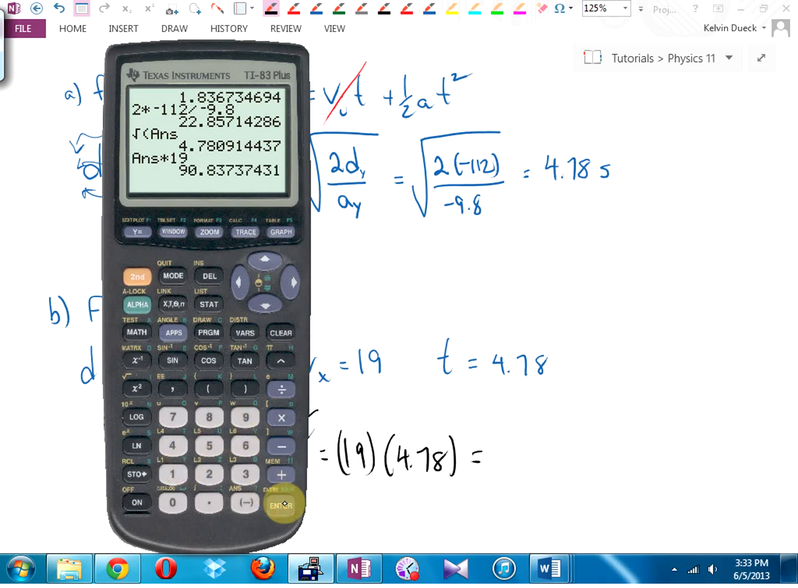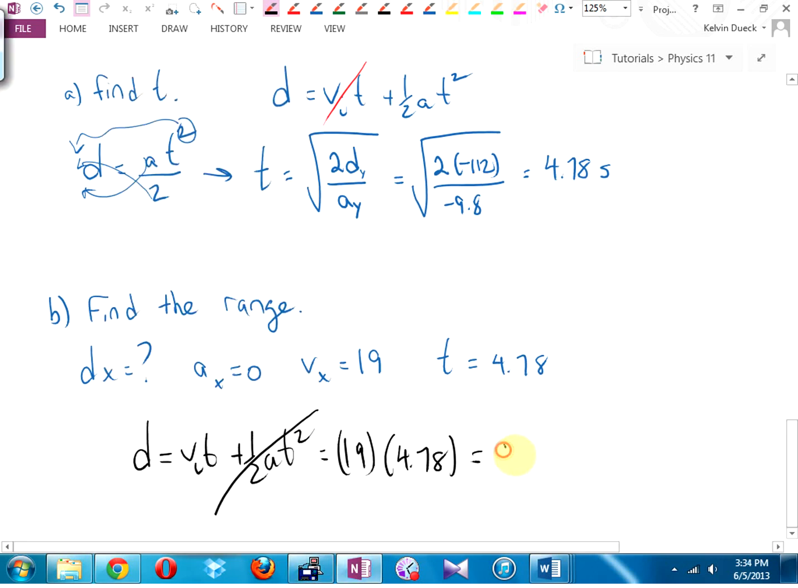It's probably 90.82 if you use the 4.78. I kept my value on my calculator, so I got 90.83. 90.8 to 3 sig figs, we're both good anyways. And that's meters. You guys okay with that? What else can I ask? Here would be a tougher question.